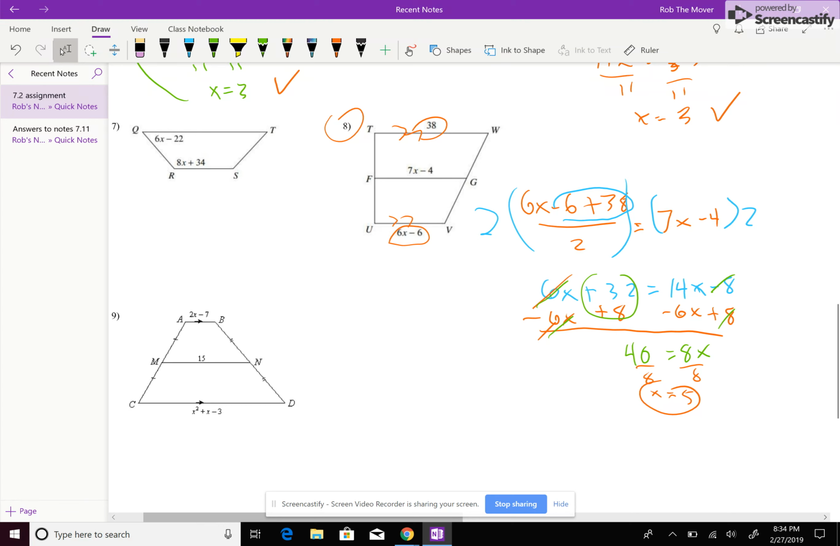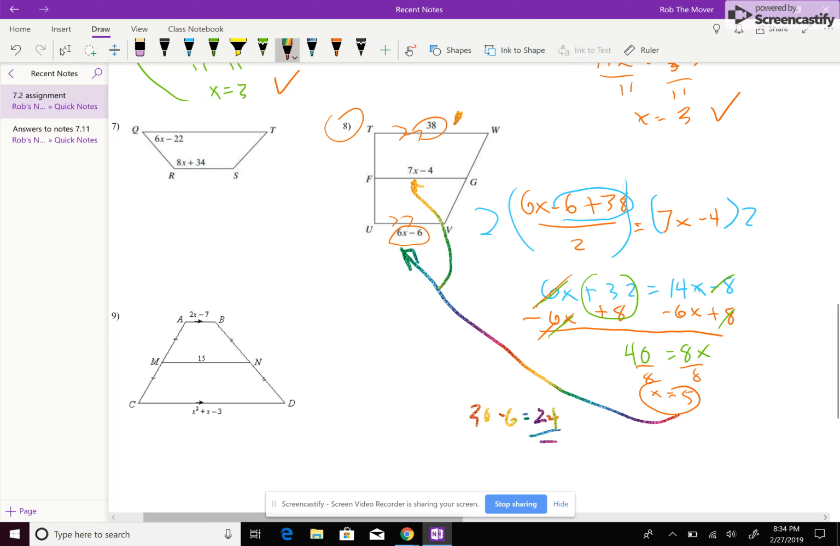Now, pause it here if you can think of a way to check your answer. If you haven't checked your answer yet, see if you can find a way to check it. The way I check my answer is I plug that 5 back in for my x values and see if the sides will then produce the relationship we want. If I plug my 5 into the 6x here, it's going to be 30 minus 6 is 24. So that'd be that side, and the average of 24 and 38 should give us the mid-segment.